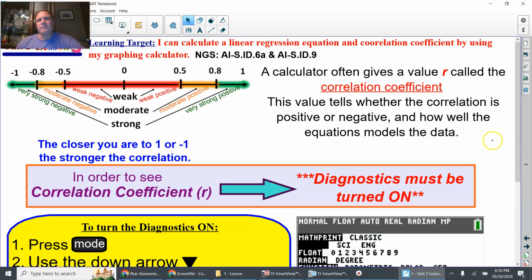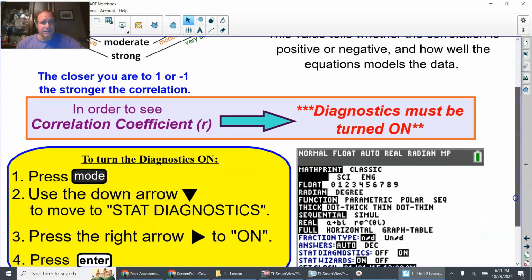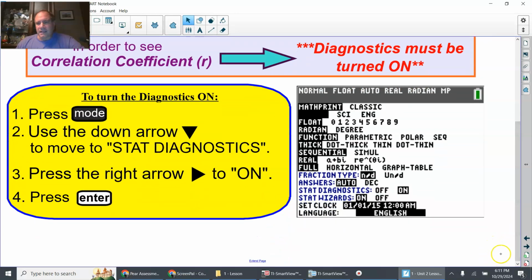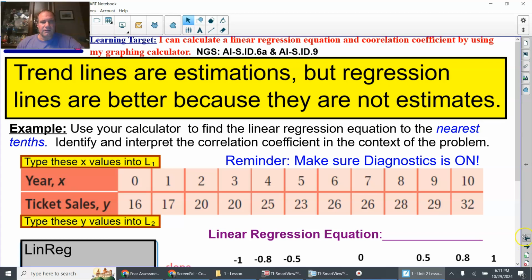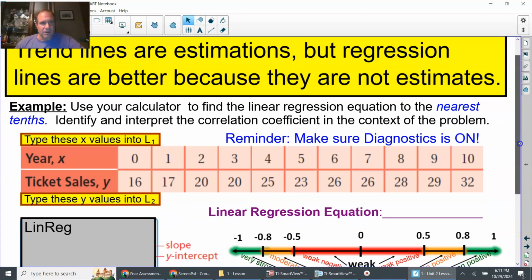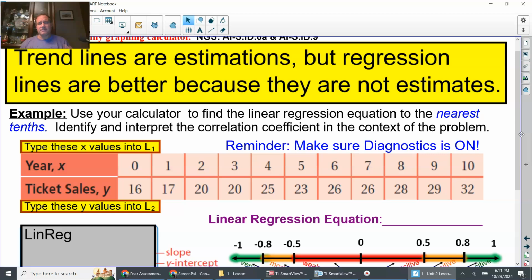Calculator often gives the value R. It's called correlation coefficient. It tells if the correlation is positive or negative and how well the equation models the data. In order to see the correlation coefficient, again, the diagnostics must be turned on. And those are directions on how to turn them on. Trend lines are estimations, but the regression lines are better because they're not estimates. Your calculator is used to find the linear regression equation to the nearest tenths. So identify and interpret the correlation coefficients in the context of the problem.